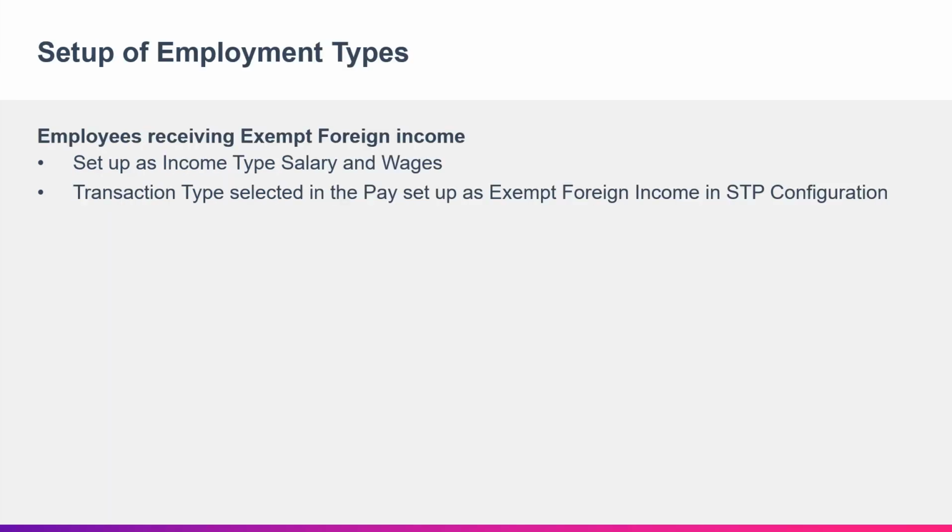Because of the change to the STP configuration, there are slight changes to the setup for some employment types. If an employee is receiving exempt foreign income, they need to be set up as income type salary and wages, and the transaction type selected in the pay will be set up as exempt foreign income in the STP configuration.